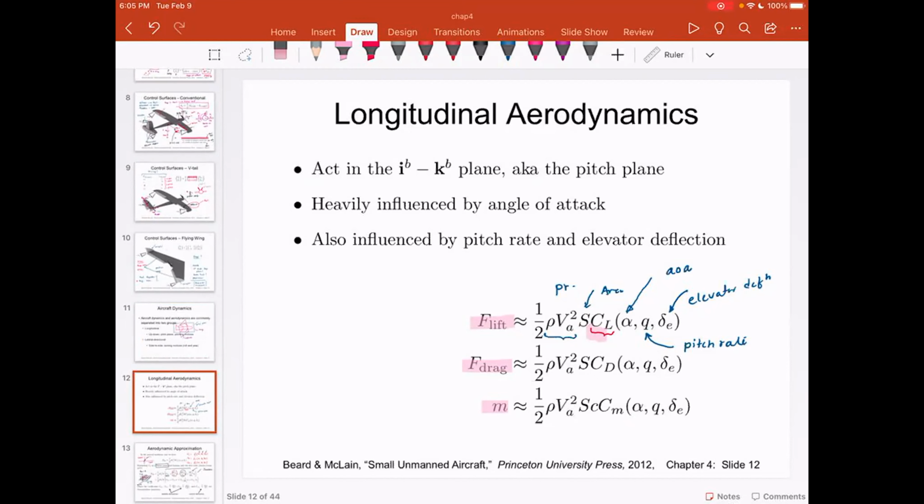Now, the only thing that I want you to be carefully observing here is, if you look at the moment equation, there is this additional dimension c, which is the chord length. Because it's a moment equation, so force needs to be multiplied by the moment arm.